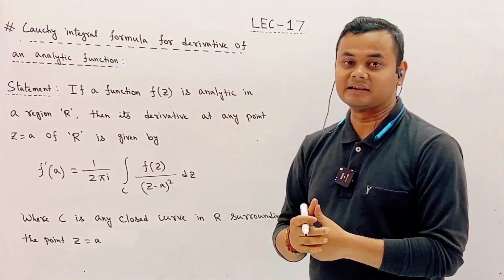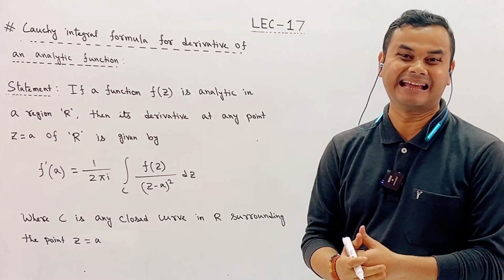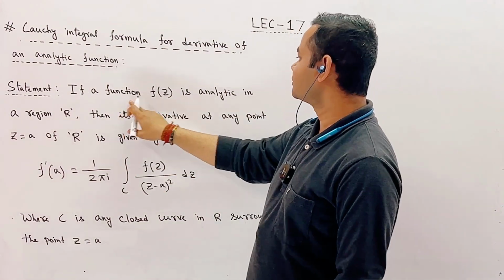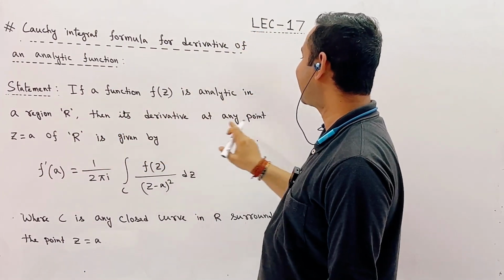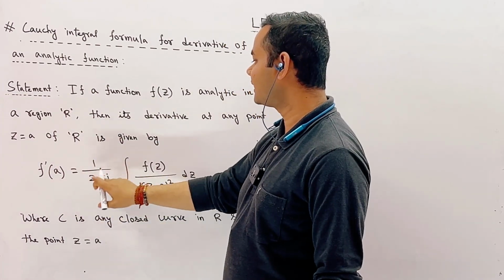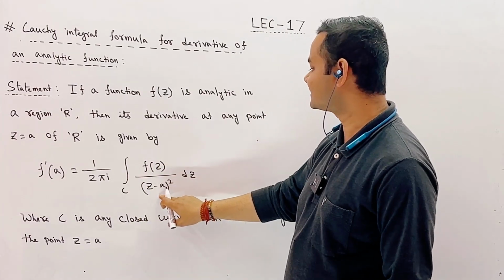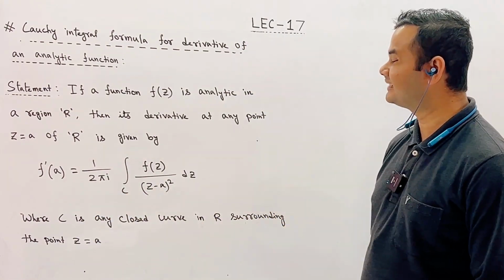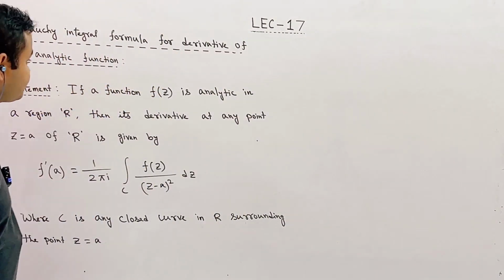Next, let us learn another important topic, which is Cauchy's integral formula for the derivative of an analytic function. First, let me read the statement. If a function f(z) is analytic in a region R, then its derivative at any point z equal to a of R is given by f prime(a) is equal to 1 by 2πi integration along curve C of f(z) divided by (z minus a) whole square into dz, where C is any closed curve in R surrounding the point z equal to a. So, let us derive this formula.